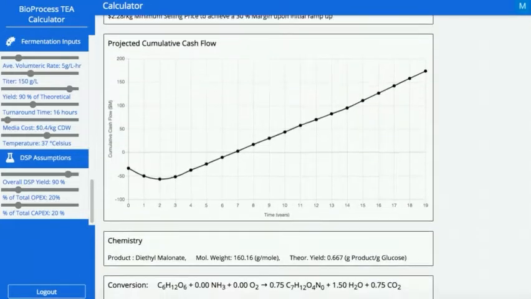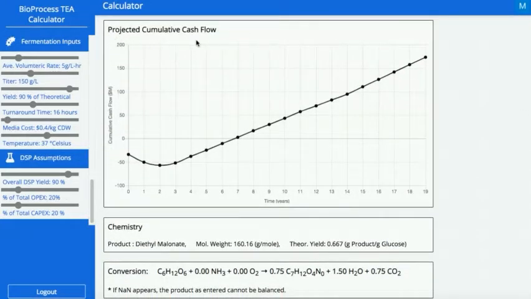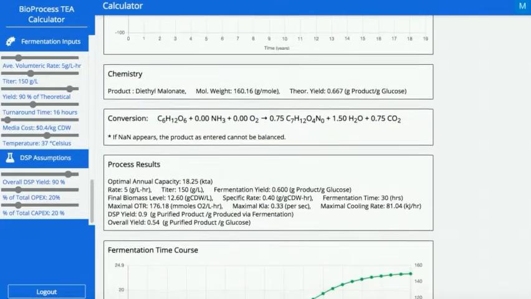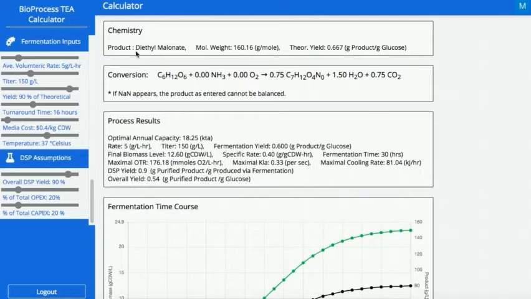The next results are the projected cumulative cash flows over time. This cumulative plot enables you to see the investment period, maximal debt, the break-even point in the project, and the cumulative cash out at the end of the project period. For more detailed cash flows, you will need to save your analysis and export it, which you will get to later.